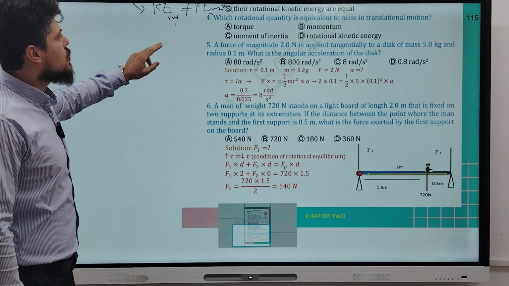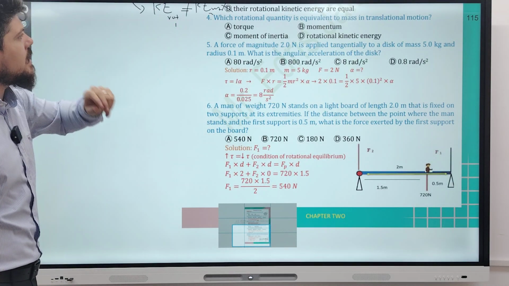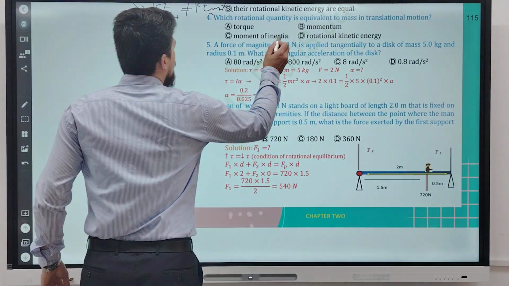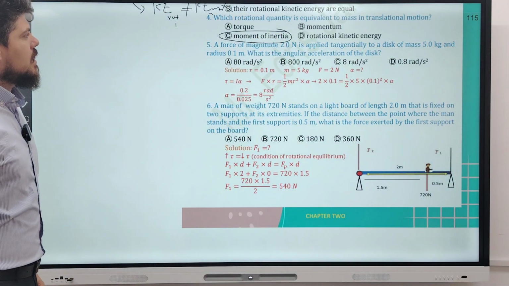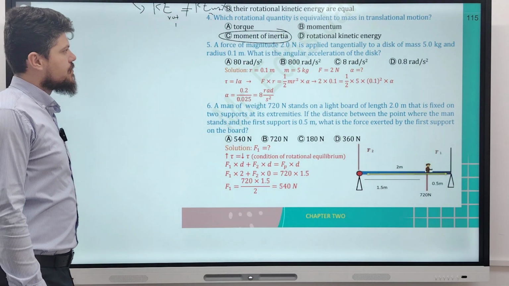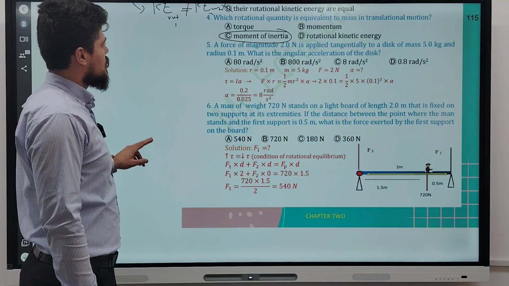Be careful. Which rotational quantity is the equivalent to mass in translational motion? Moment of inertia. The rotational analog of mass is moment of inertia. Question 4, C is correct.